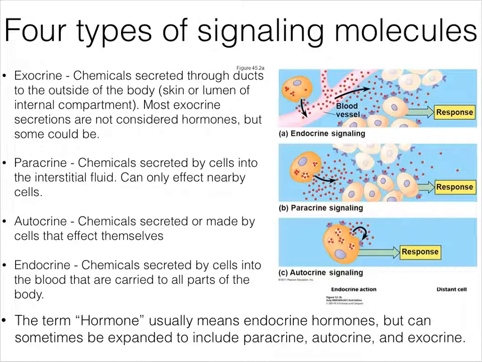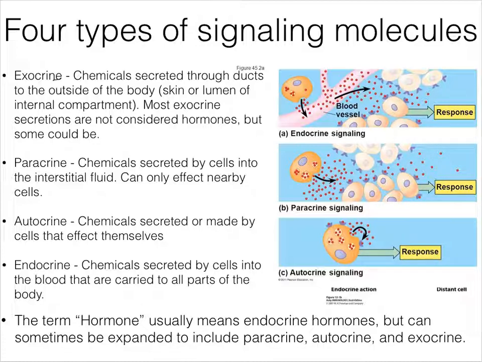There are 4 types of signaling molecules, or at least 4 classes of signaling molecules, based on how they are excreted and what distance their effects have. These are all going to be crines, right? So exocrine is the first one up here. Exocrine are hormones, or at least they're chemicals, that are secreted through ducts to the outside of the body.